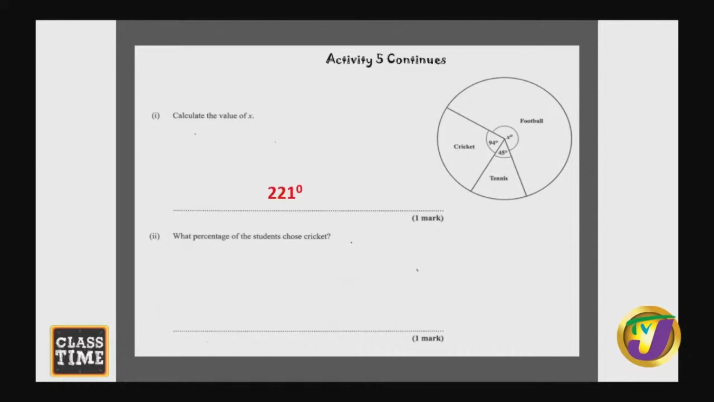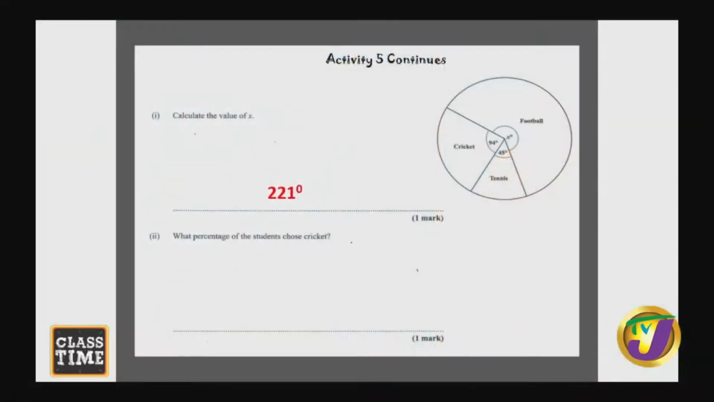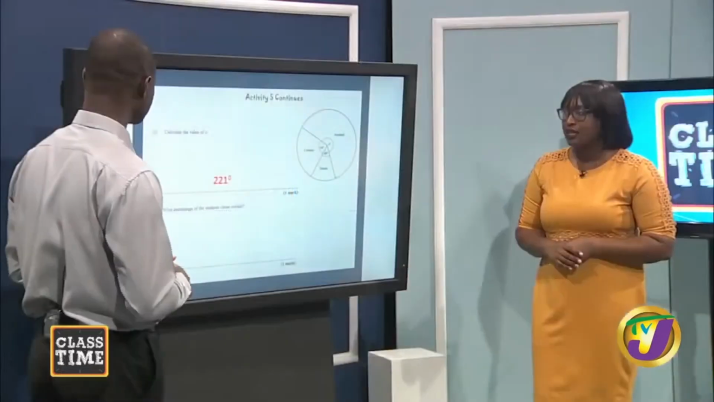Let's see what we got. 221 degrees. All right. So angle x right there measures 221 degrees. That basically proves the range in which our answer would fall. It has to be more than 94, but it must be less than 360 degrees.